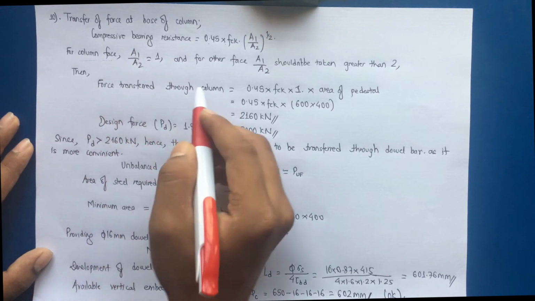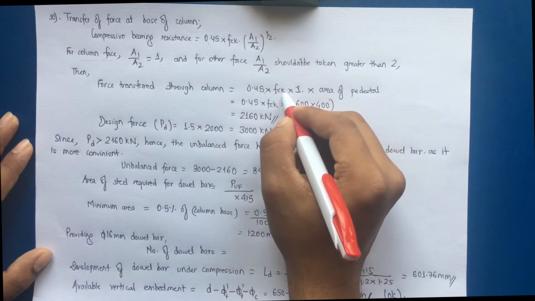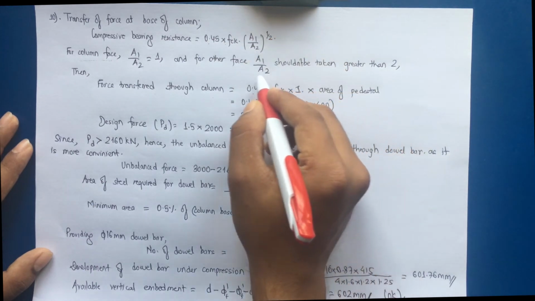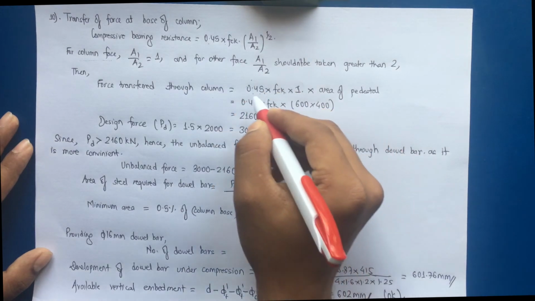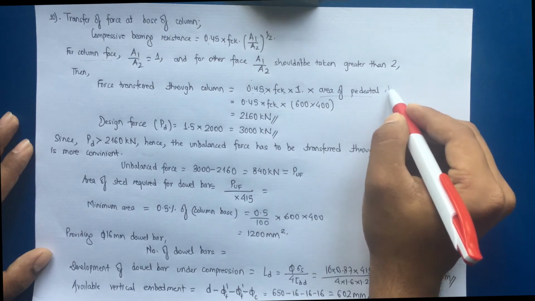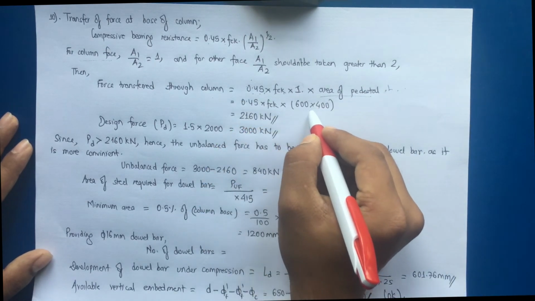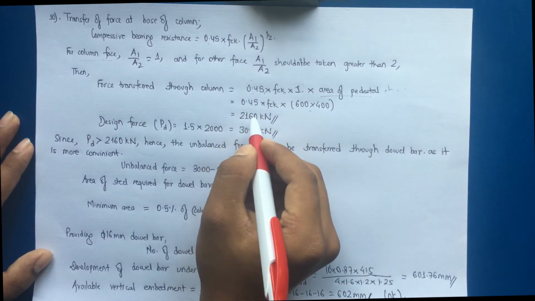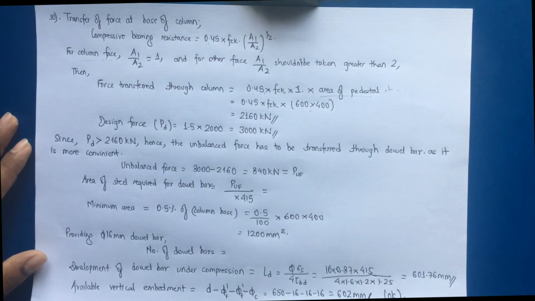The force transferred through the column is equal to 0.45 into fck into 1. This is the compressive bearing resistance, and we have to convert this into force. So we are multiplying by the area of pedestal or base of column. So 0.45 into fck into 600 into 400 gives 2160 kilonewton. This is the maximum force that the column can transfer to the footing through the bearing.